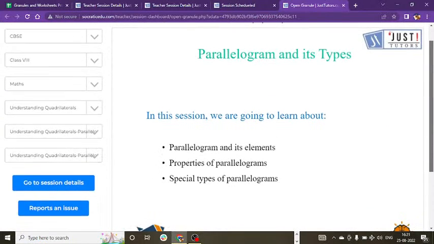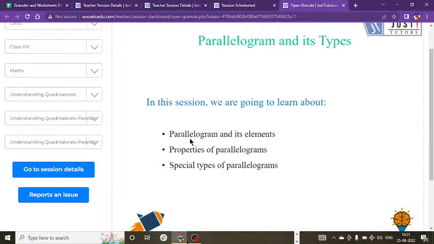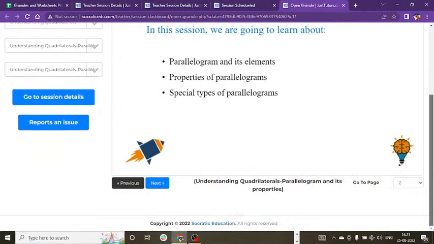So in this session we are going to learn about parallelogram and its elements, properties of parallelograms and special types of parallelograms. So let's start with the very first topic, that is parallelogram and its elements.